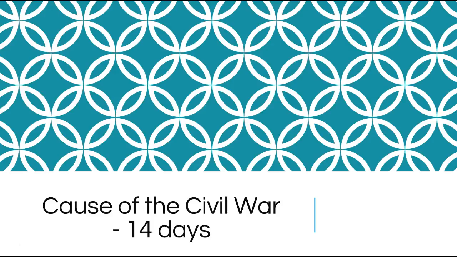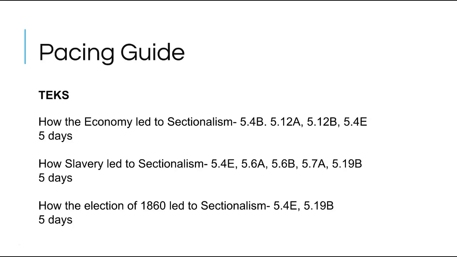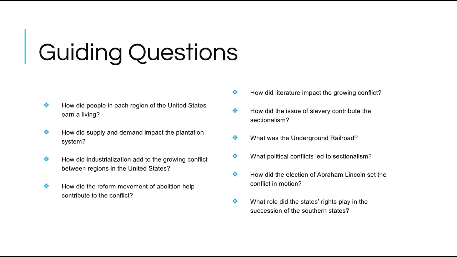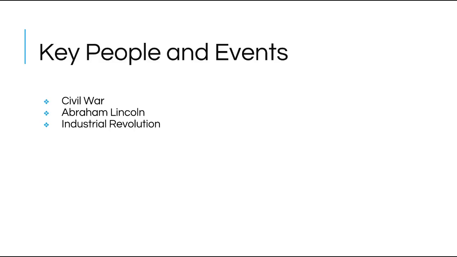So causes of the Civil War is our first unit. Here are the TEKS. You can see it's broken down into 3 mini sections of the unit: how the economy led to the war, how slavery led to the war, and the election of 1860. So here are the guiding questions. Our key people and events are the Civil War, Abraham Lincoln, and the Industrial Revolution.